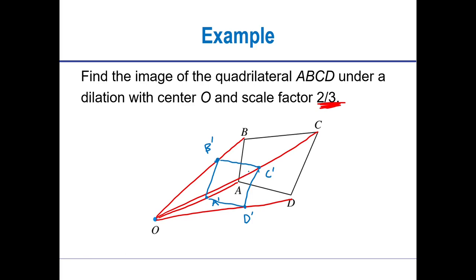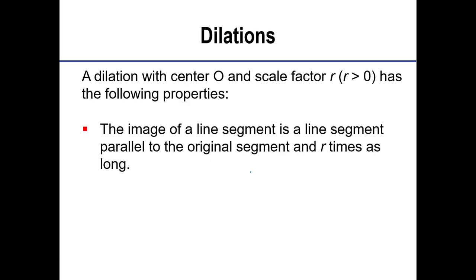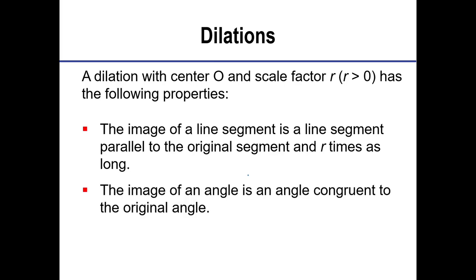A dilation with center O and scale factor R greater than 0 has the following properties. The image of a line segment is a line segment parallel to the original segment and R times as long. The image of an angle is an angle congruent to the original angle.